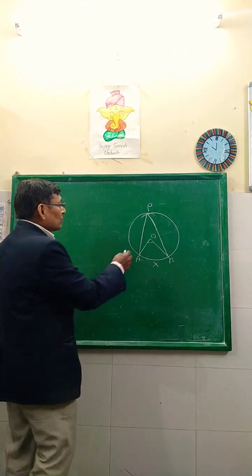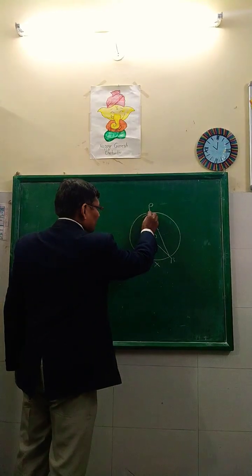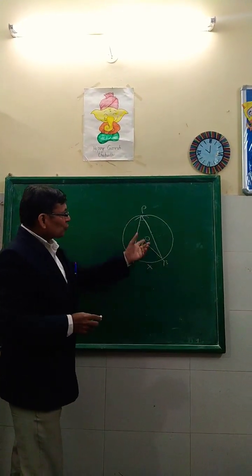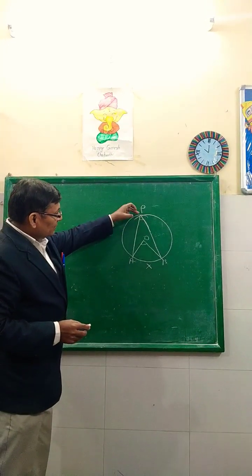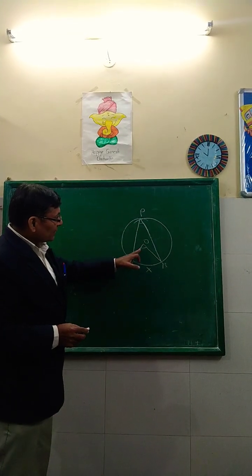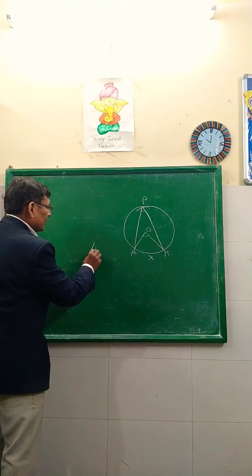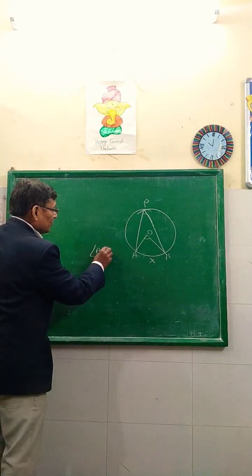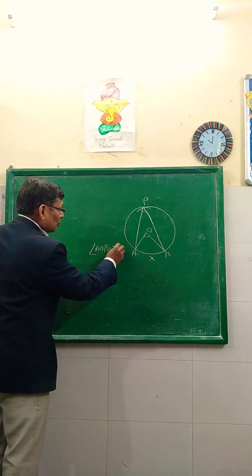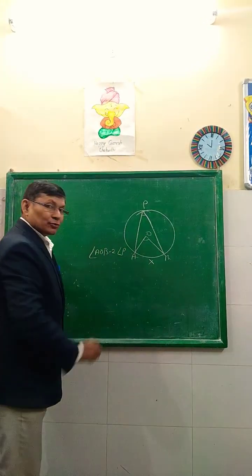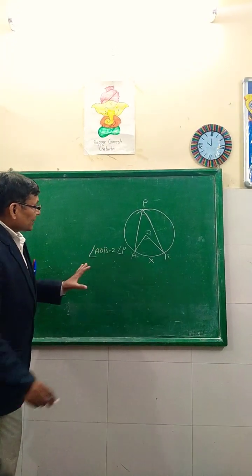Today I will discuss the angle of a segment and the angle inscribed at the center by it. So there is a point P. AXB includes the angle here. This is the angle P, and the angle at the center is AOB. The relation is angle AOB is equal to twice angle P. It's okay. So this is the relation.